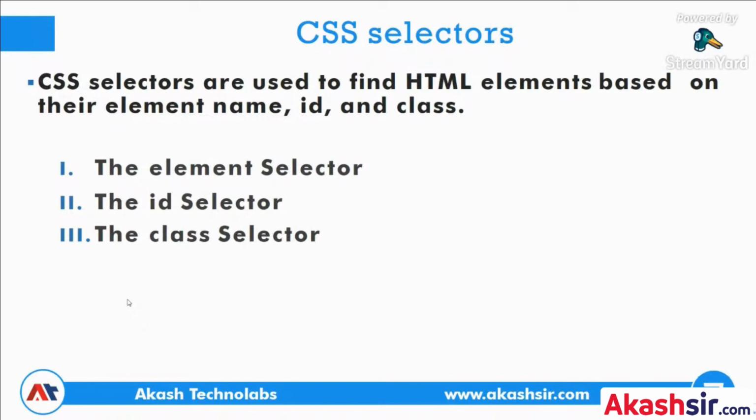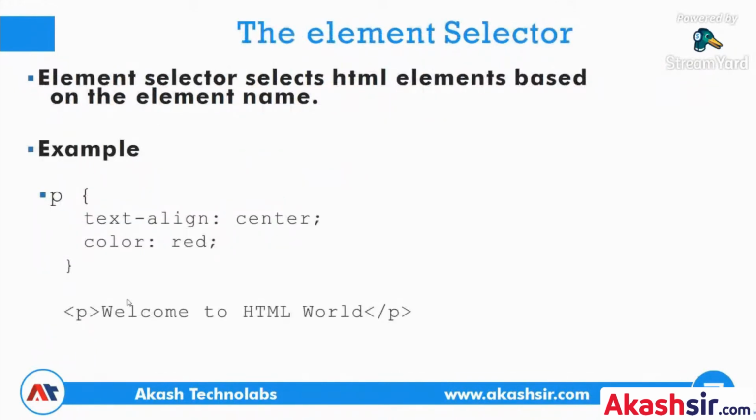CSS selectors are used to find an HTML element based on its element name, ID, and class. The first is the element selector, then the ID selector, and the class selector. Let's take a demonstration of each, starting with the element selector. For example, if I specify the p tag, this will check whether your p tag is there or not in your HTML page.